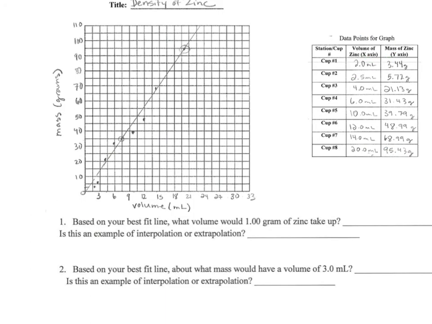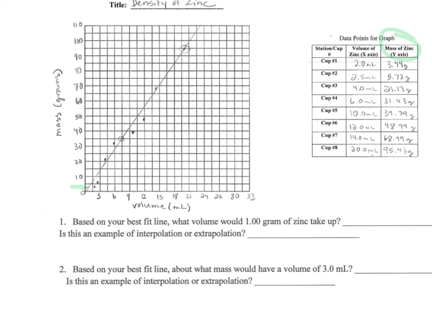So now we have a couple of questions to answer. Number 1, based on your best fit line, what volume would 1 gram of zinc take up? So if we look at 1 gram on our graph, it would be way down here on the y-axis. And in fact, 1 gram is outside of our data if you look over here at the mass of zinc. So we're going to have to see where it crosses that line.